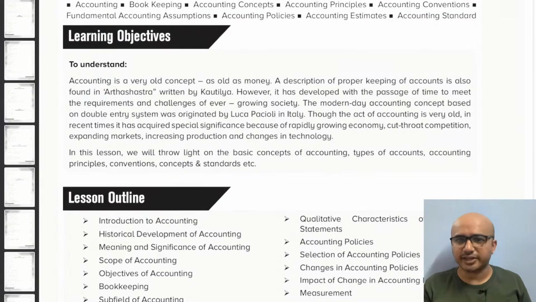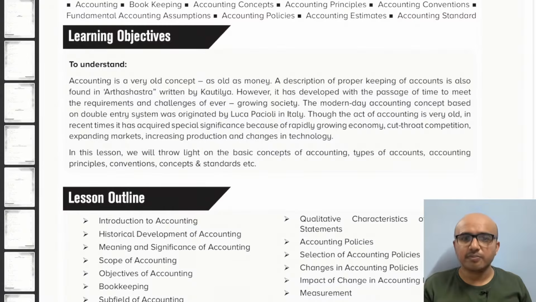Now, modern day laws have necessitated modern day principles, conventions, and accounting standards, IFRS, whatnot, Ind AS, etc. The modern day accounting concept based on double entry system was originated by Luca Pacioli in Italy. What we study, that is the debit and credit aspect, that is what the double entry system is. We'll get into the detail later.